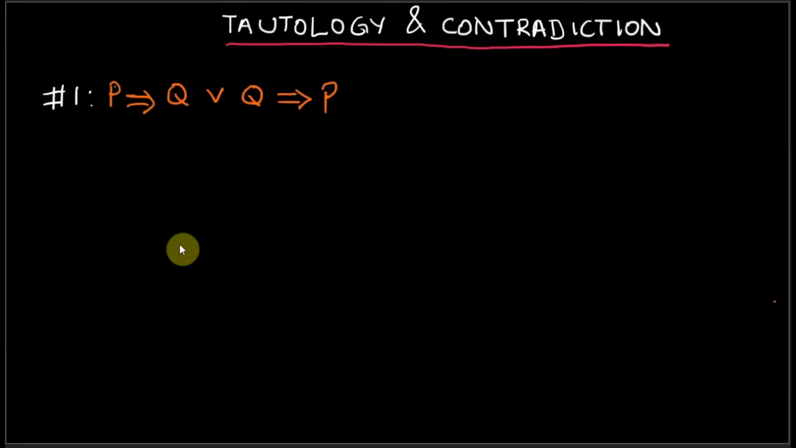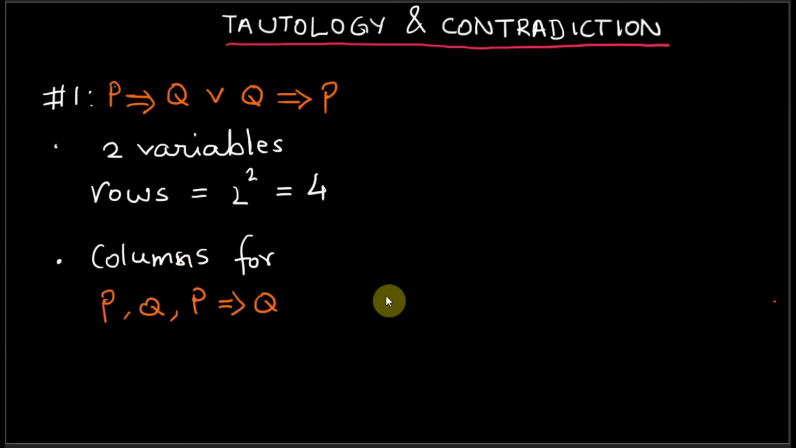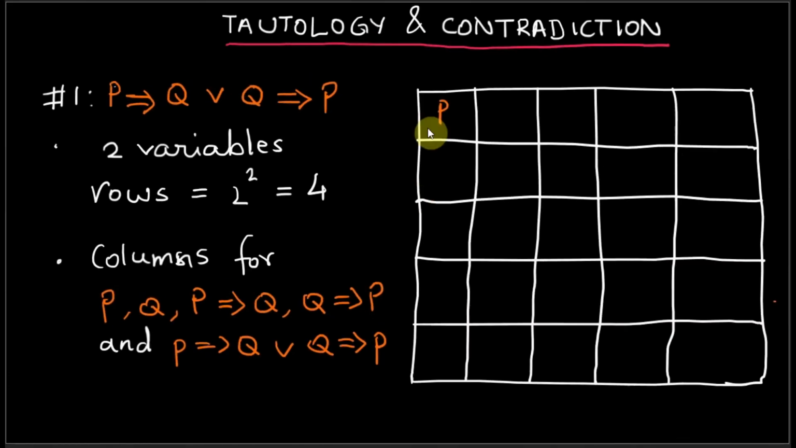Let us see a few examples of tautology and contradictions. P implies Q or Q implies P. There are two variables in this compound statement, so there are going to be 4 rows and columns for P, Q, P implies Q, Q implies P, and P implies Q or Q implies P. Let's draw the truth table and enter the truth values for P and Q as usual.